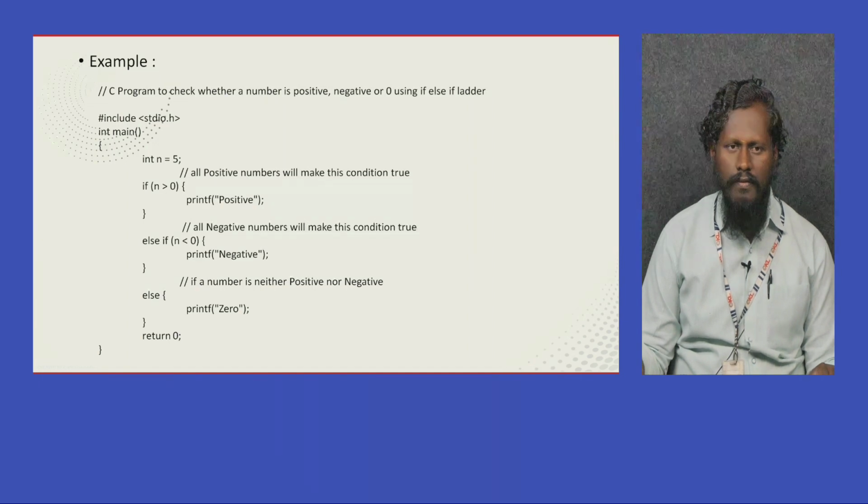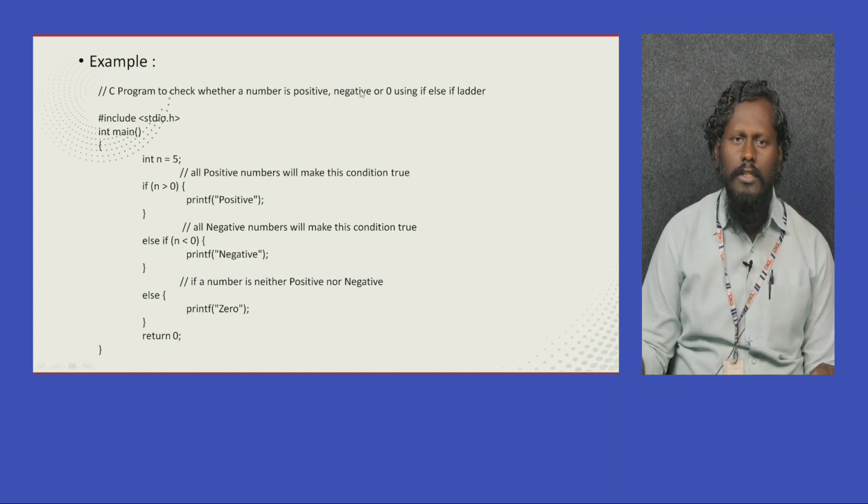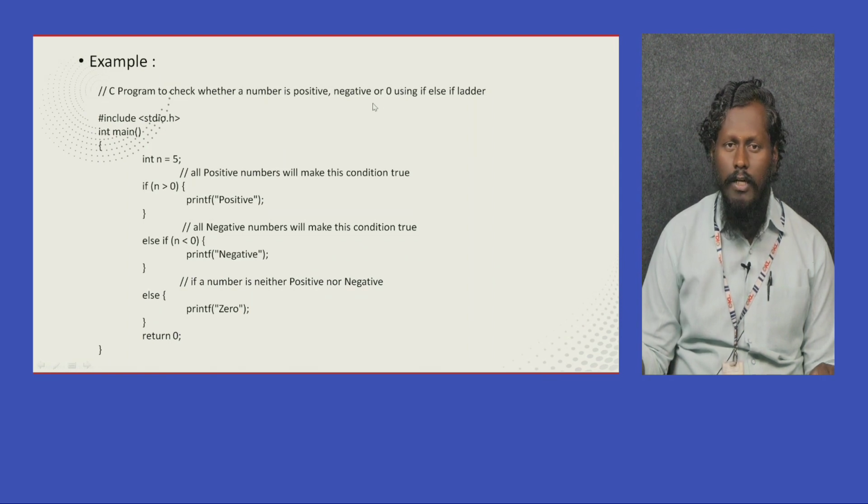So I want to verify whether this n is a positive number, negative, or 0. Here I want to apply the else if ladder. You see the question: they have given 3 options, either positive, negative, or 0. So if you are given multiple options, we have to write multiple conditions. Here they have given 3 options.